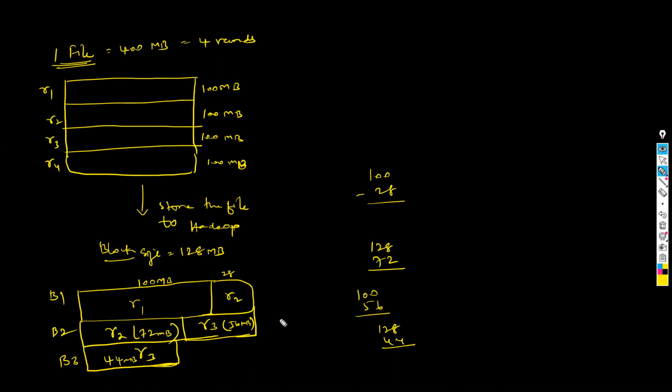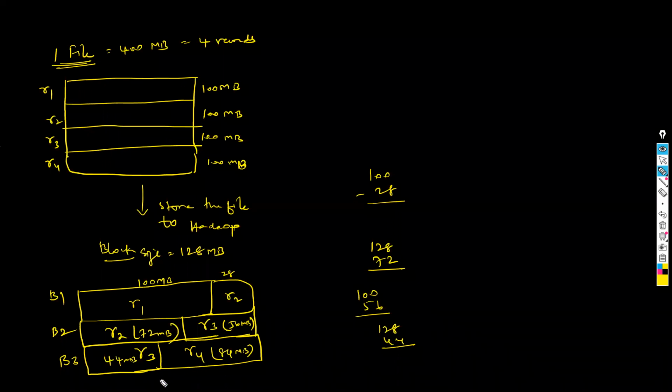I have 128 MB, out of which I have 44 MB filled up. So the remaining 84 MB is required. Just to give a proper picture, this is 72 MB, right? So I'll take only that here. And this is 84 MB. But where is this from? I have R4. So 84 MB.